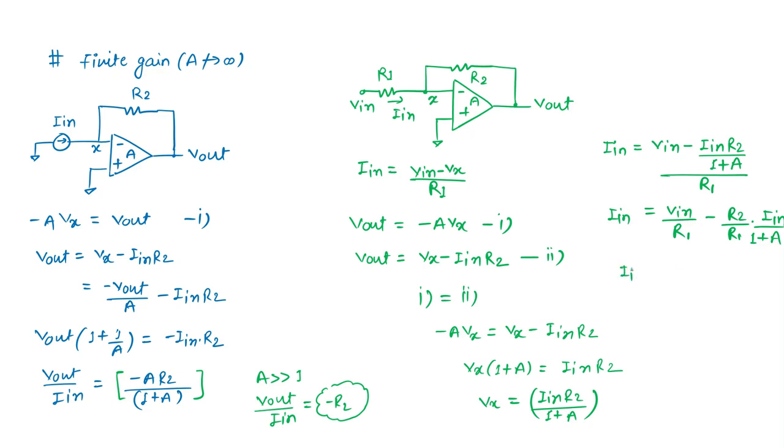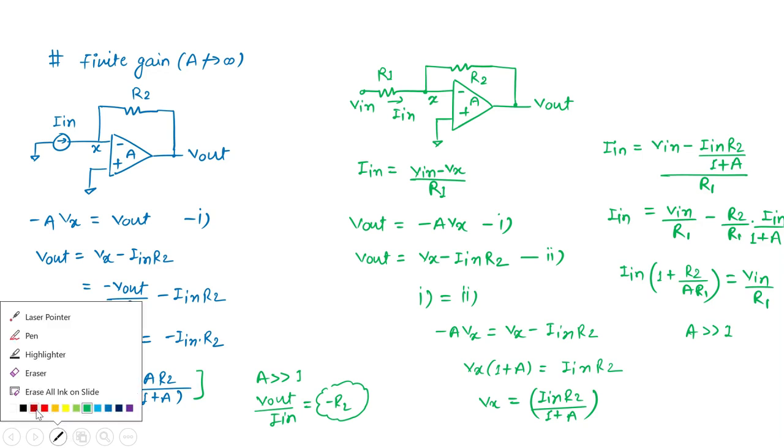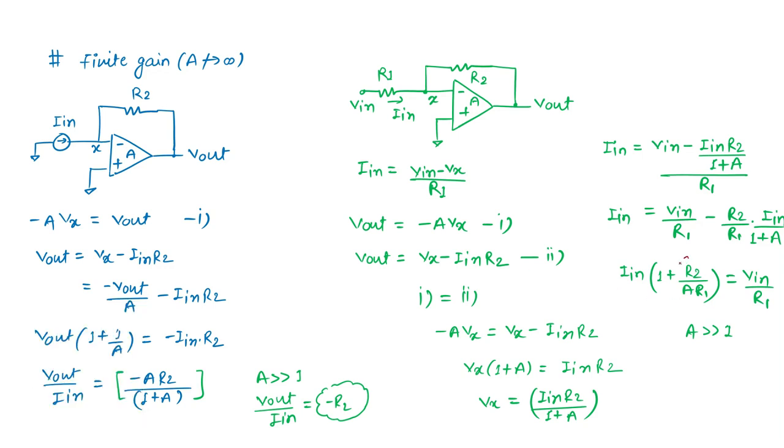If I take I_in on one side, then what it will be: 1 plus R2 by A R1. If I consider A is much greater than 1, again we can see that this term is negligibly small, nearly 0. Again we can reduce the expression to I_in equals V_in by R1. So all the discussion depends on the value of A.